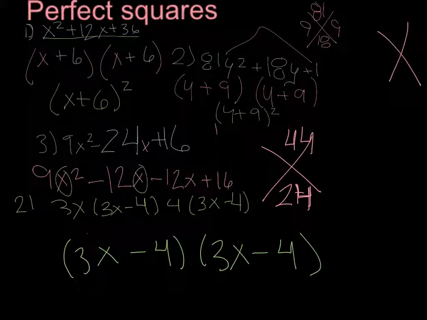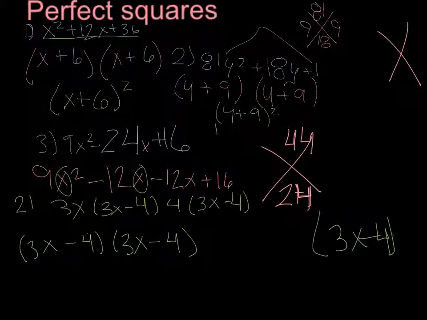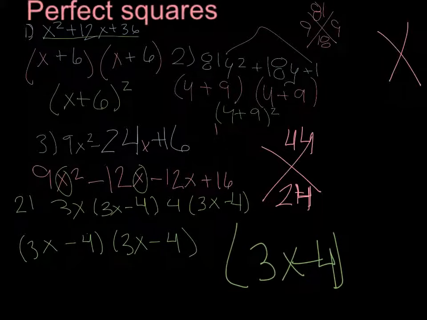Our new equation is 3x minus 4 squared. That is perfect squares.